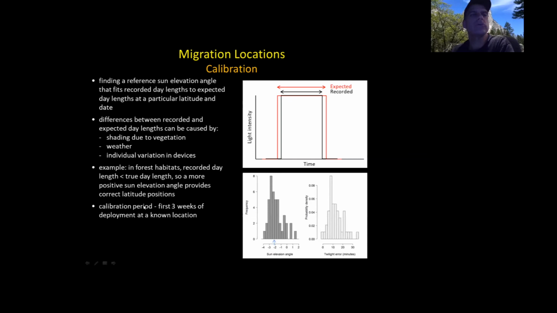So this is the first 3 weeks after they were first deployed at a known location. These birds were on territory, so we knew where they were and what the sunrise and sunset times should be. This shows the variation in the sun elevation angle for this period and the resulting error in twilight times in minutes.